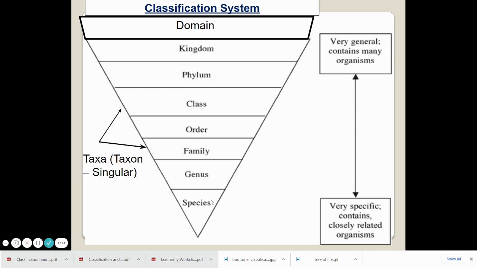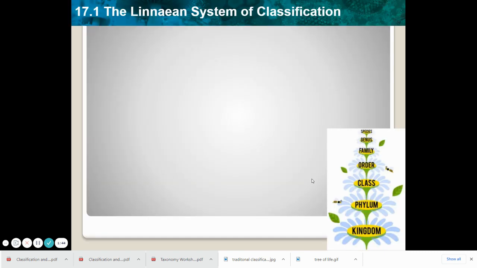A lot of the time, a pyramid is used to show this, because as you go down this pyramid, the groups get smaller and they get more exclusive. So what that means is, as you go down from domain, kingdom, phylum, class, order, family, genus, species, the groups get smaller because they have more and more in common.